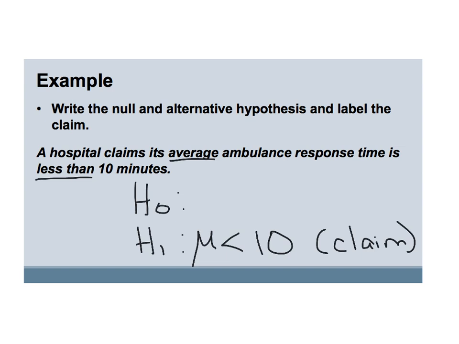Okay? So once you write your claim out, and the claim can be the alternative or it can be the null, once you write your claim out, then you go to write the other one. It's the complement, so it's the opposite. So since this one's less than, this one's greater than or equal to. The other stuff stays the same. It's still mean, it's still 10. Okay, so that's setting up your hypothesis.